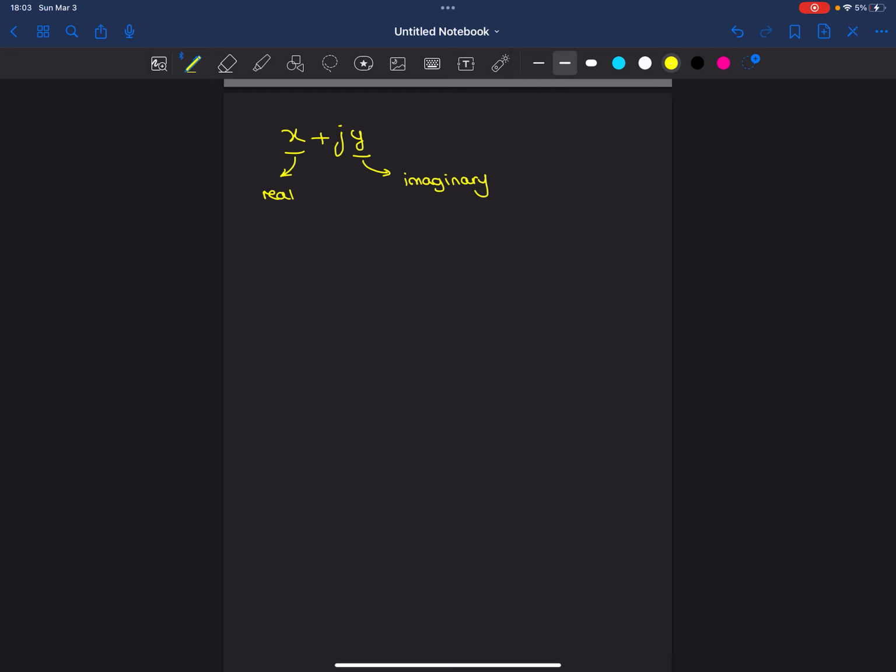Now, what if we have this fraction 1 over 2 plus j3? How can I represent this fraction as one complex number? So I want to get rid of the j in the denominator. What I can do is multiply and divide this fraction by the complex conjugate of the denominator, which is 2 minus j3.